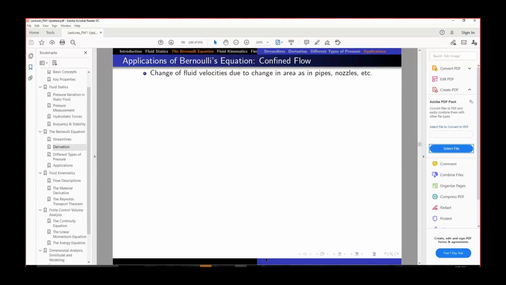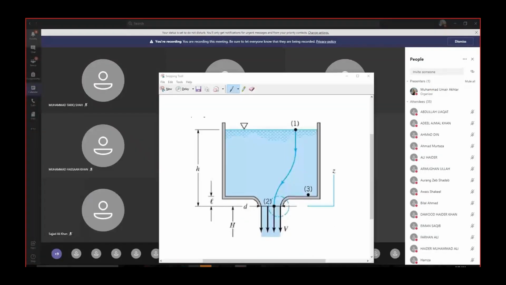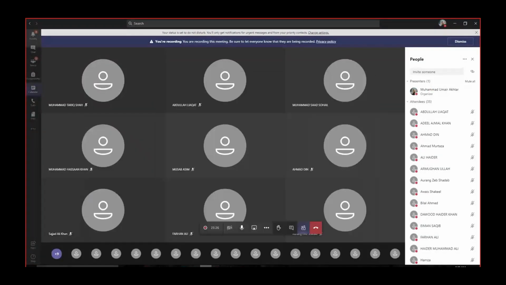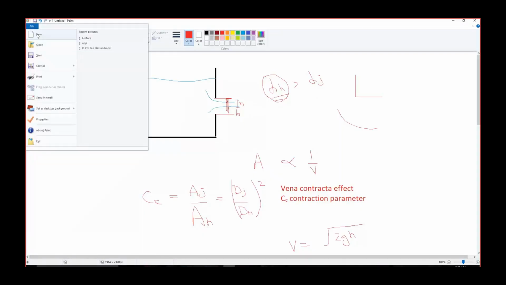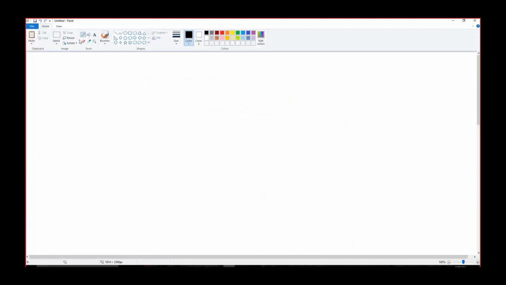Okay. The next application of the Bernoulli equation is in confined flows. Confined flows are like, any idea about confined flows? You deal with them every day. Flow in any pipe like this is a confined flow, right? The flow will enter from one side and the flow will exit from the other side. Clear?